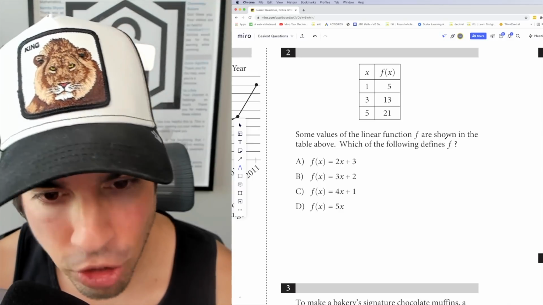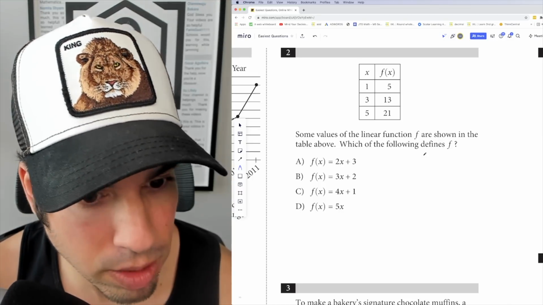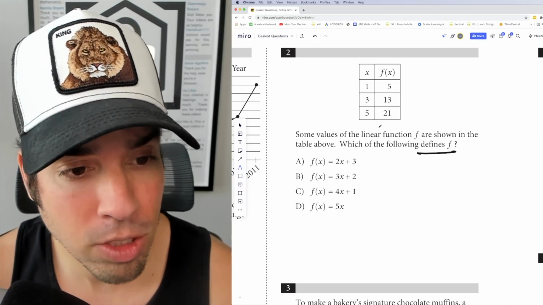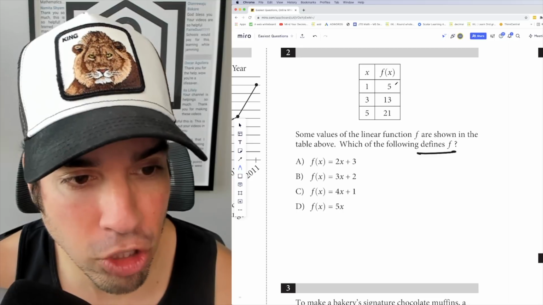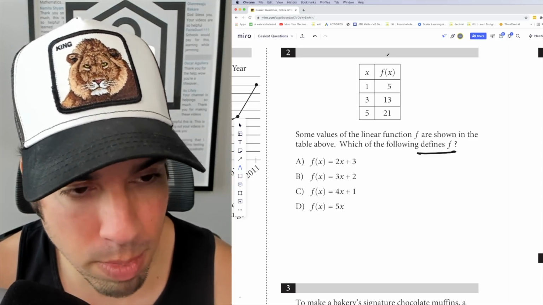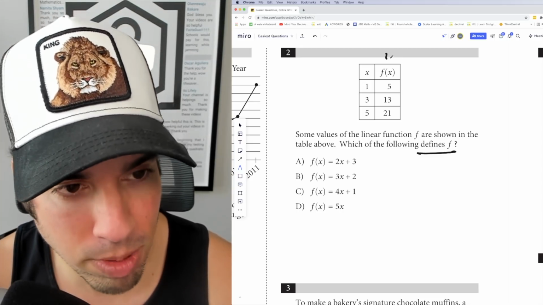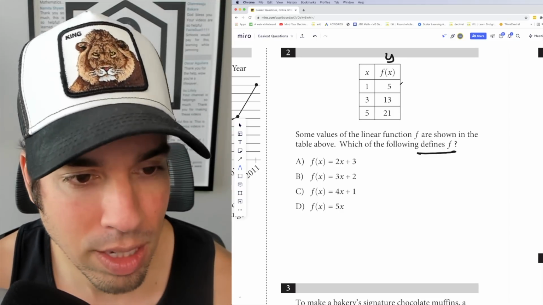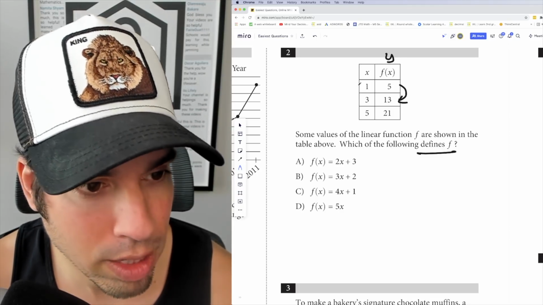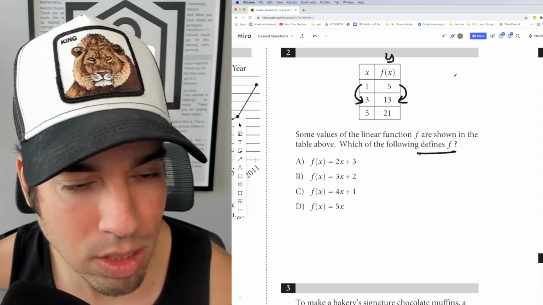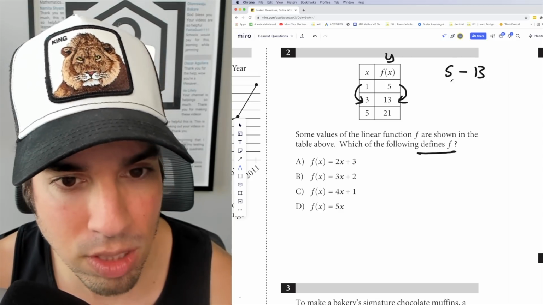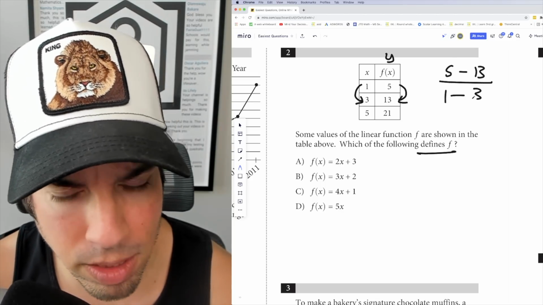Some values of the linear function f are shown in the table above. Which of the following defines f? Now, the first thing I'm going to do is calculate the slope of our function because they're giving us the coordinates. And remember, f of x, that's function notation, but that's the same as y. So we're going to take the difference of the y's over the difference of the x's. So it's 5 minus 13 over 1 minus 3.